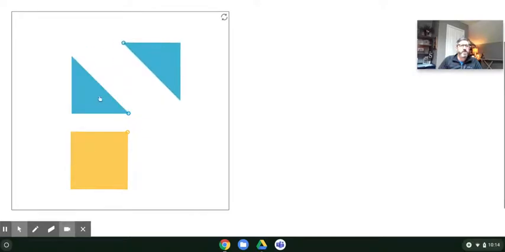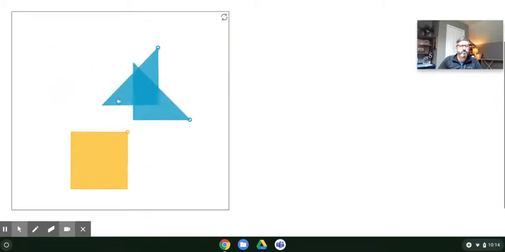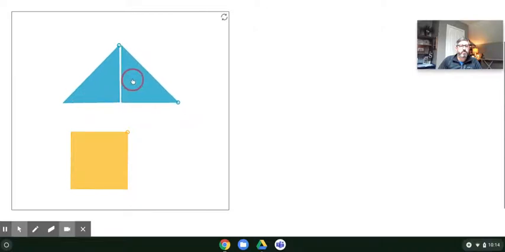So let's see if we can make another shape out of this. We're using the same shapes we had before. We're just going to make a new shape. What kind of shape is that? Triangle. Triangle, right. Good job.